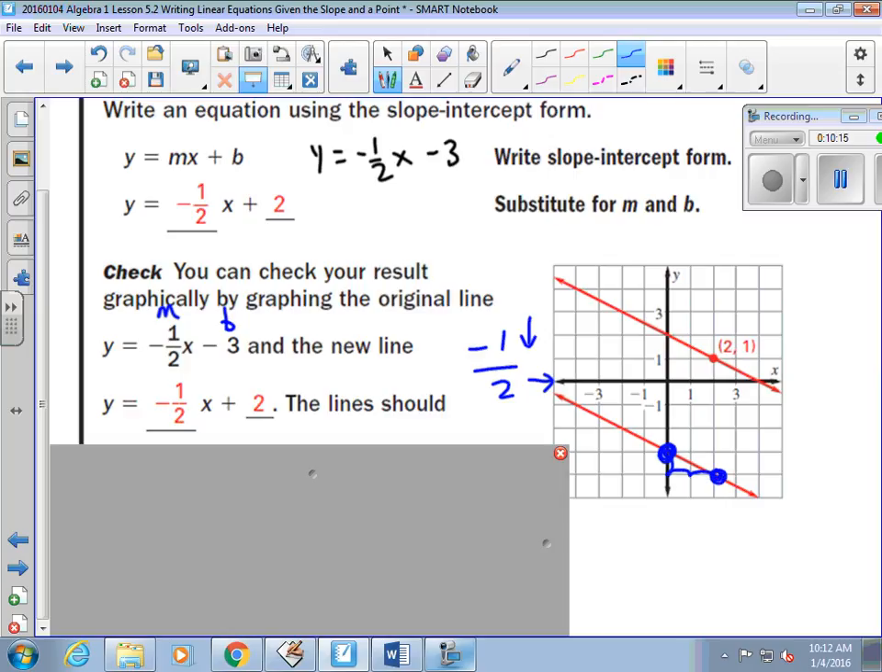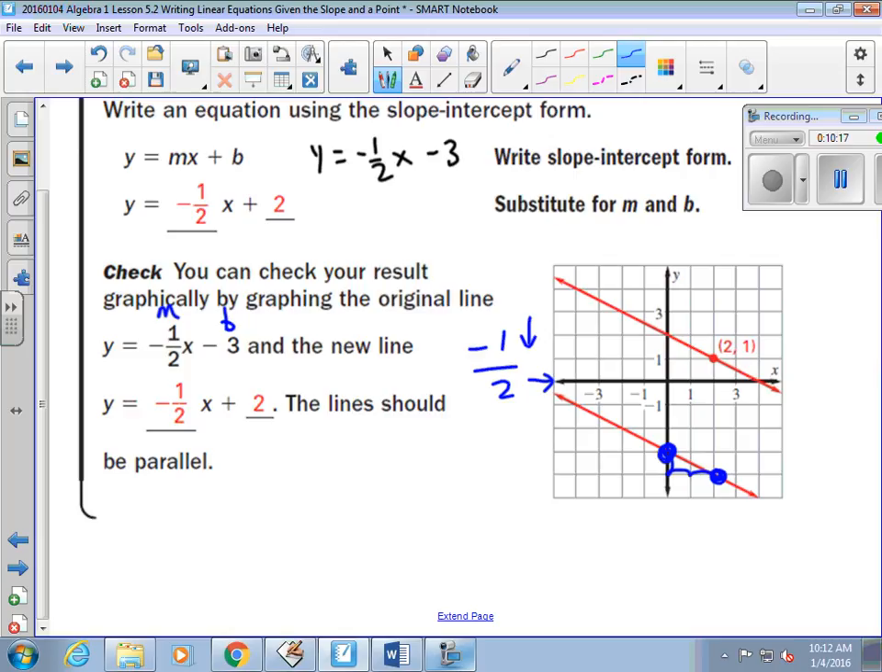The other equation, y equals negative 1 half x plus 2, your b value tells you to begin at 2. That's right here. Your slope value, again, is the same as the other one. Negative 1 over 2 tells you to go down 1 and to the right 2. So down 1 and to the right 2. And you can see that those lines are parallel.